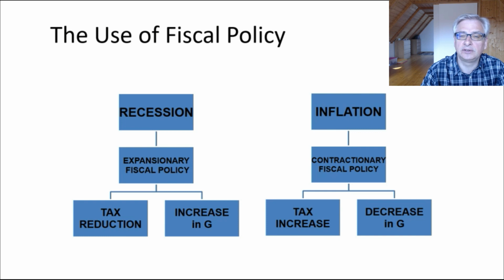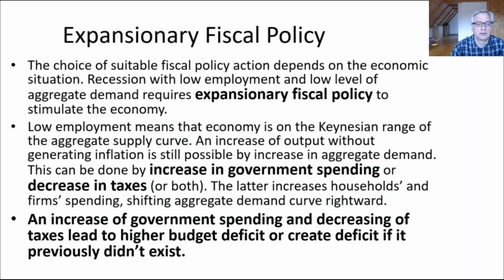In the case of inflation, fiscal policy may be used to fight it. Then we call it contractionary fiscal policy. It's gonna slow down the economy, and it is made by increasing taxes or decreasing government expenditures, or both. So it seems pretty easy. It is more complicated in the real world, and we are going to talk about it in a minute.